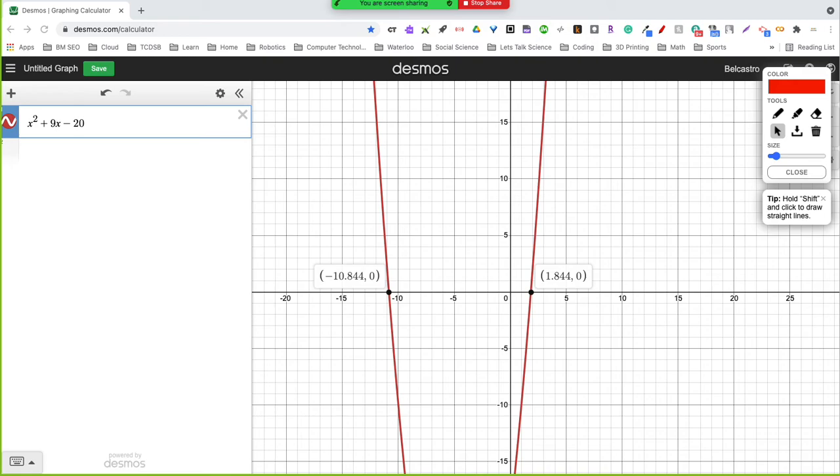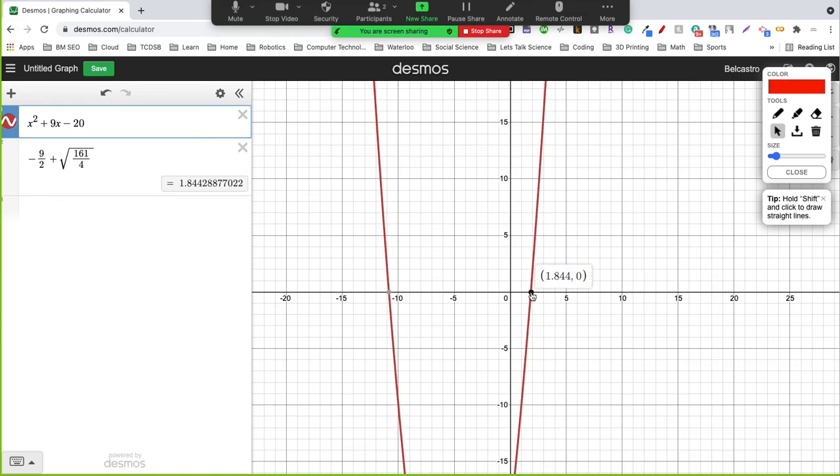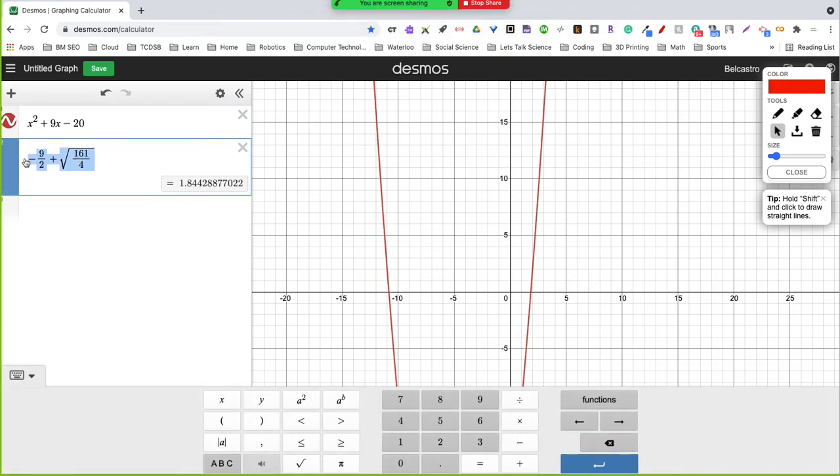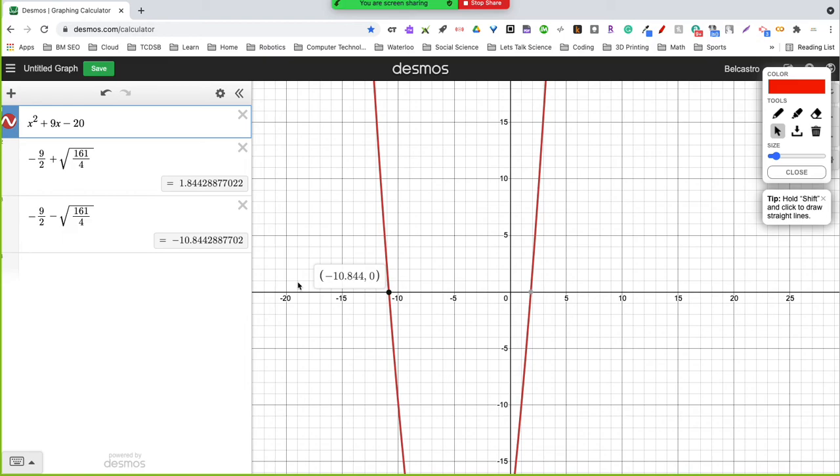And if we go back to what we were doing there, we end up with the exact values. If I put in negative 9 divided by 2 plus the square root of 161 divided by 4, we get 1.844, which is one of them. And if we do that with the other, and we just put a subtraction sign, we get negative 10.844. So that's exactly what that was there.